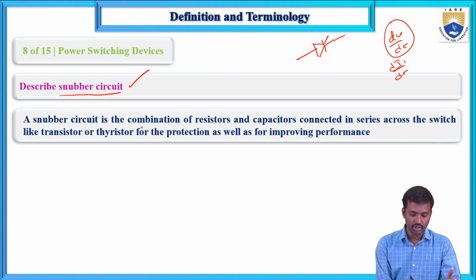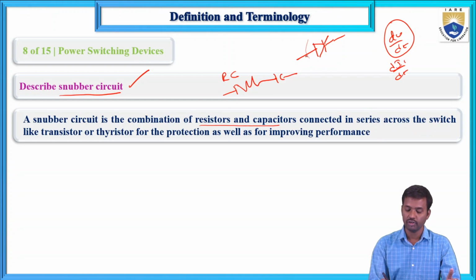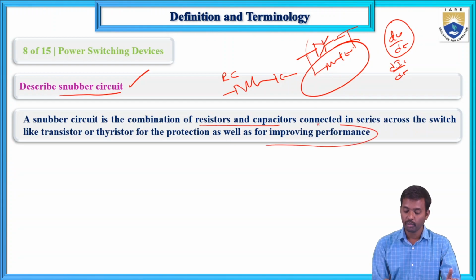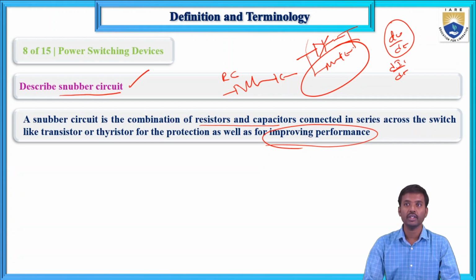Snubber circuit means R and C. It is a combination of a resistor and capacitor, an RC circuit, connected across the switch. The thyristor acts as a switch. If you connect this snubber circuit across the thyristor, it will protect it from dV by dt. So for improving performance, the snubber circuit is mainly used to protect the SCR from dV by dt.